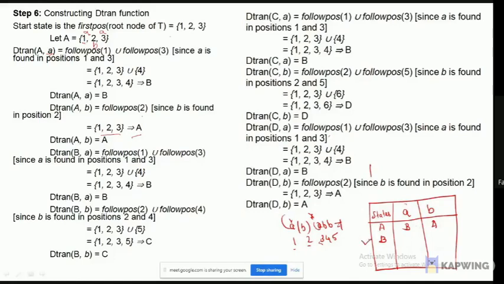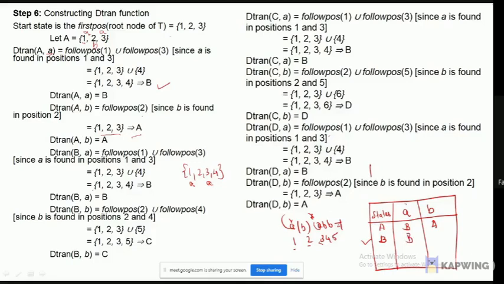Now let's move on to the second state B. What is the transition from B on input symbol a? What are the states in B? These states are 1, 2, 3, and 4. Out of that, 1 refers to a, 3 refers to a, but 4 refers to b, 2 refers to b. So we take the follow position of 1 and follow position of 3, and you will get 1, 2, 3, 4. That is nothing but the same combination already available in B. So B on a is B itself.